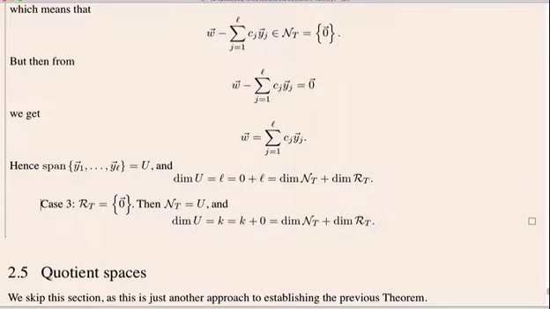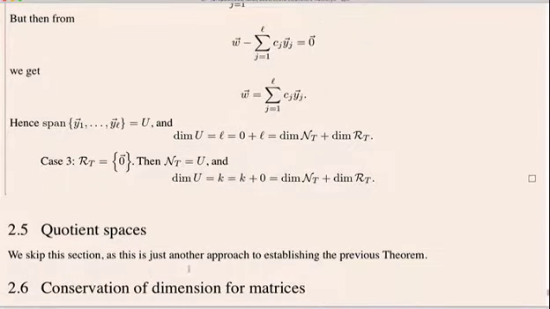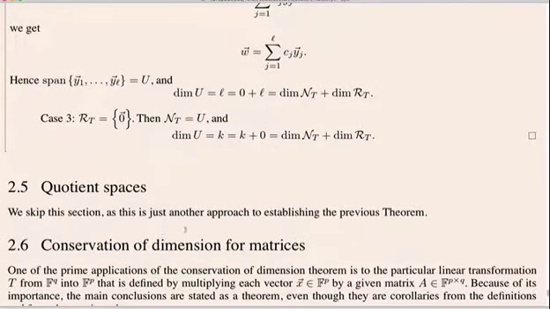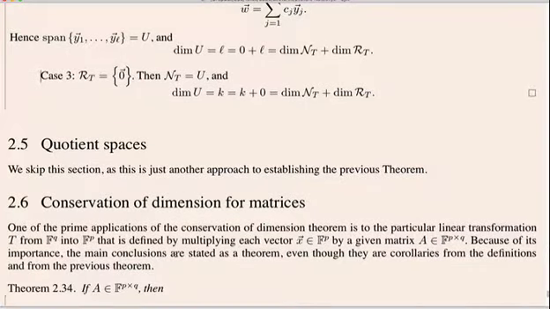We skip the next section 2.5 about quotient spaces, because this is just another approach to establish the previous theorem, and quotient spaces is more theoretical than applied linear algebra. Next, section 2.6 is about conservation of dimension for matrices. This is an application of the conservation of dimension theorem.